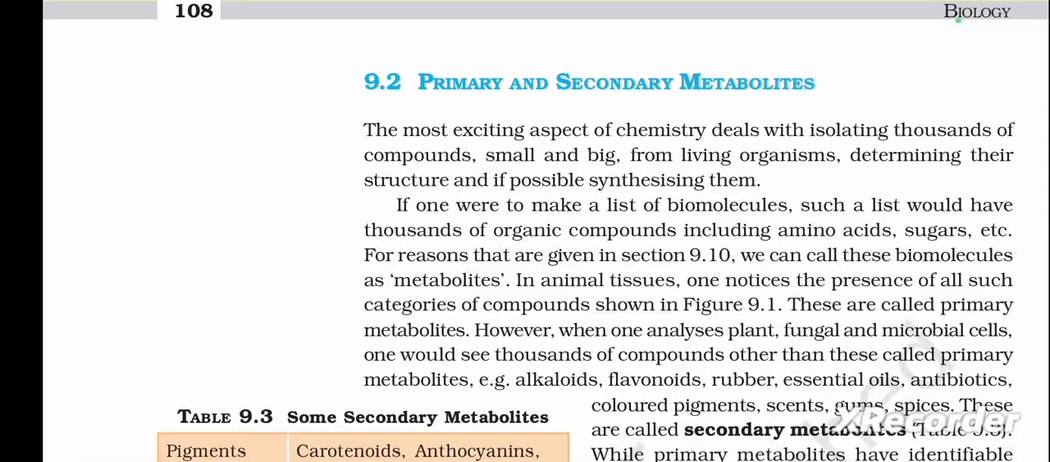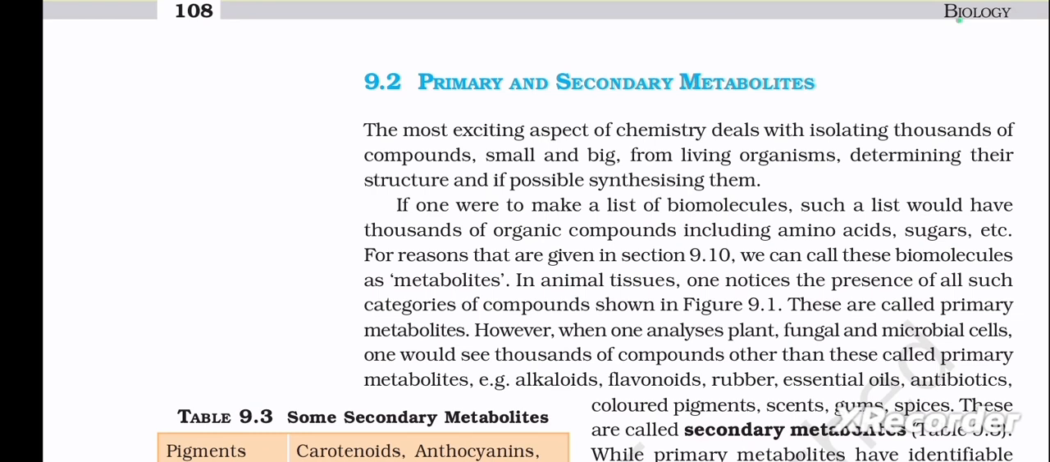Next, 9.2, primary and secondary metabolites. The most exciting aspect of chemistry deals with isolating thousands of compounds, small and big, from living organisms, determining their structure, and if possible, synthesizing them. If one were to make a list of biomolecules, such a list would have thousands of organic compounds, including amino acids, sugars, etc. For reasons that are given in section 9.10, we can call these biomolecules metabolites.